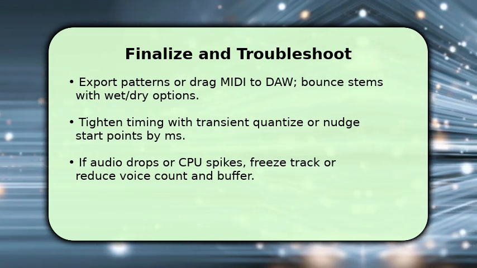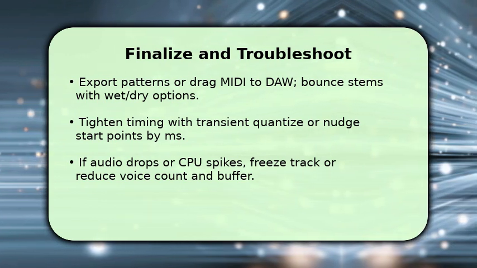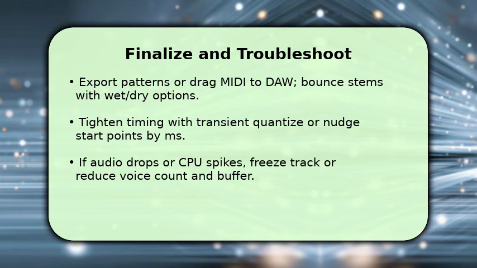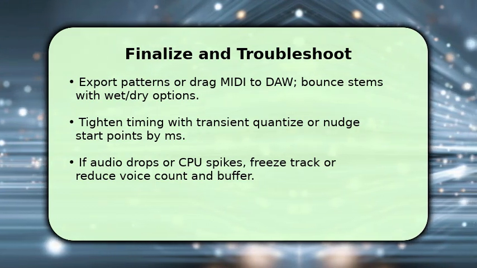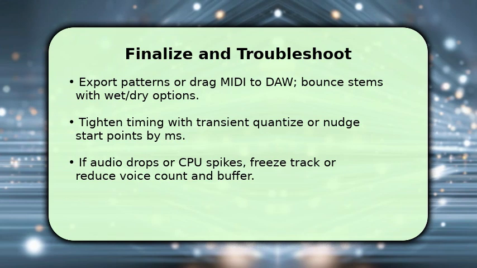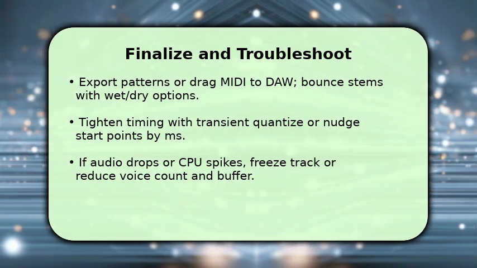If you encounter audio dropouts or CPU overload, freeze the Xo track or lower the polyphony and reduce voice count. These fixes are quick and maintain sound quality, so you can continue producing without losing momentum.